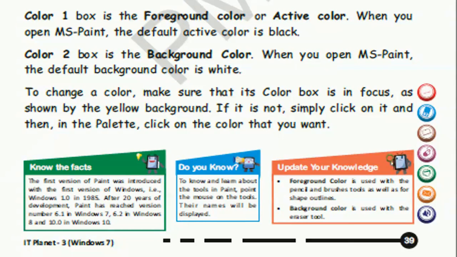Color 2 box is the background color. When you open MS Paint, the default background color is white. To change a color, make sure that its color box is in focus, as shown by the yellow background. If it is not, simply click on it and then in the palette, click on the color that you want.